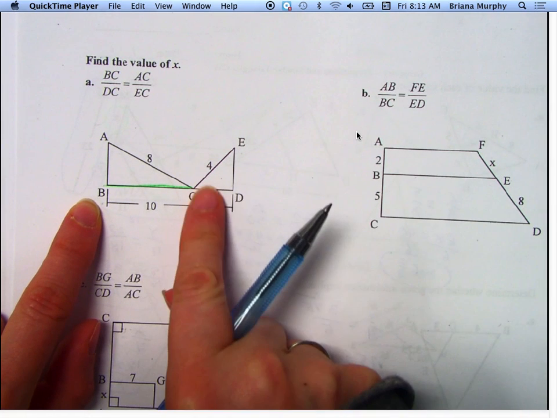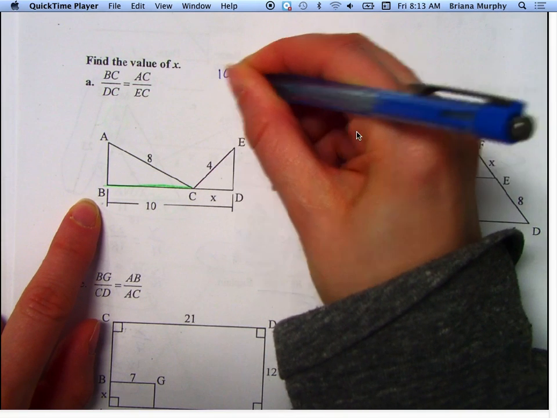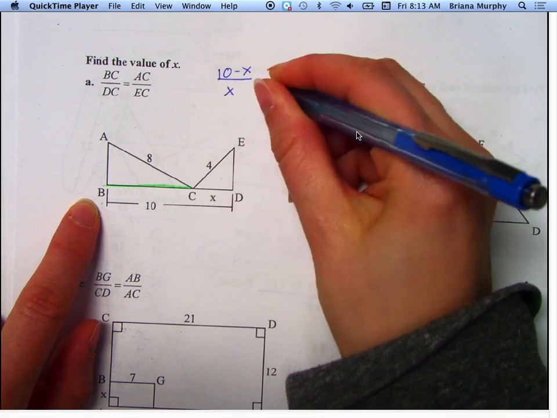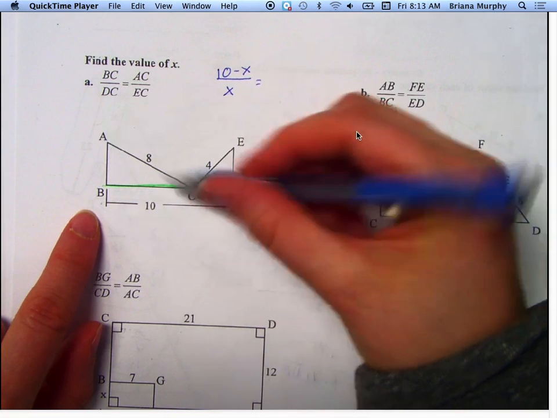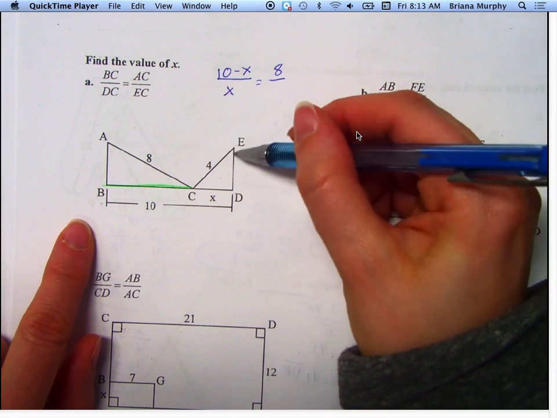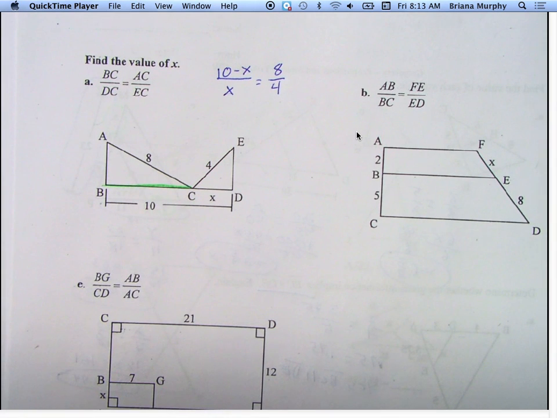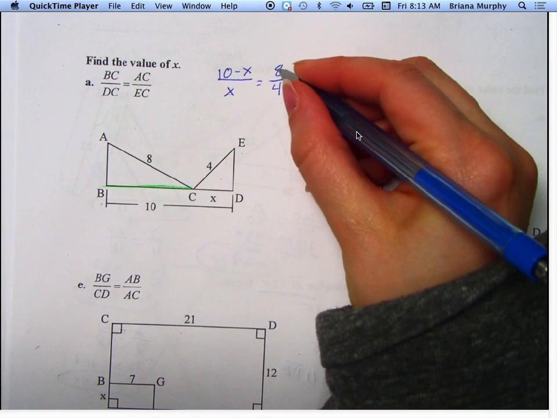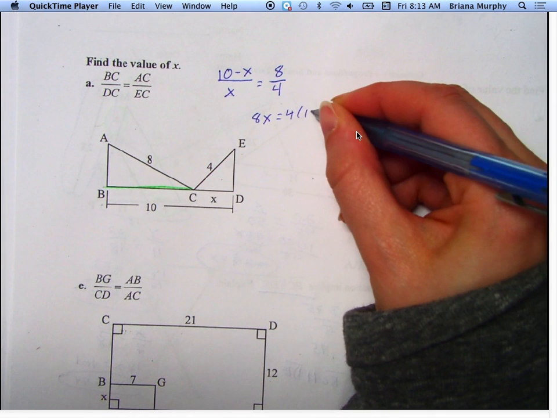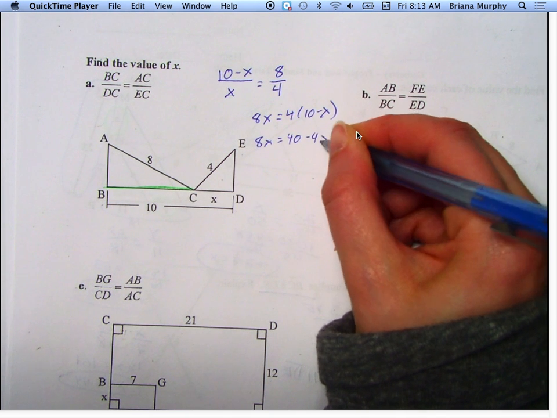10 minus x. And D to C is x. And then A to C is 8. And E to C is 4. Okay? Now we're going to cross multiply. 8 times x is 8x. And then we get 4 times 10 minus x, which gives me 40 minus 4x.